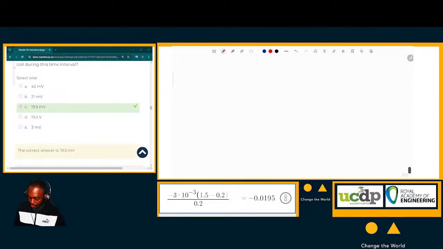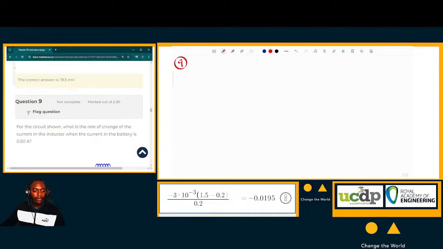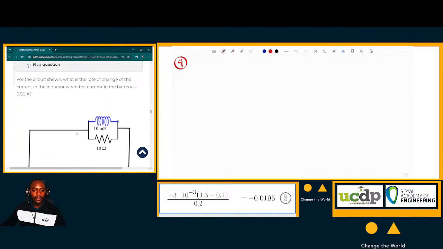Let's move on to question 9. So question 9 reads, for the circuit shown, what is the rate of change of the current in the inductor when the current in the battery is 0.50 amps? So the question is asking us to find the rate of change in current.